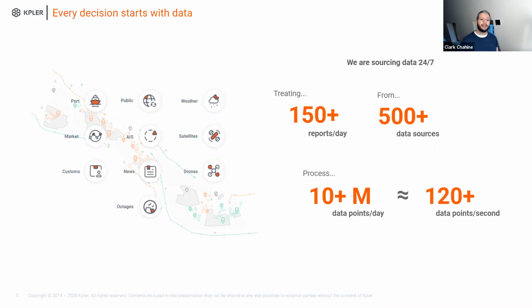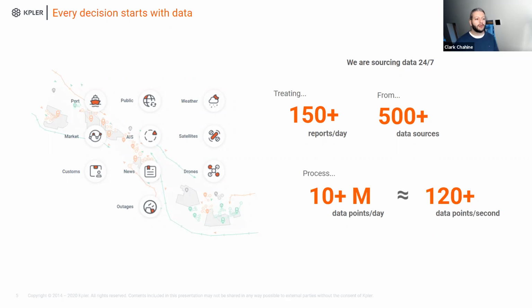Those data sources vary from port data, public information, weather forecasts, market insights, customs, news, satellite imagery, and drones, as well as AIS, which is our base data for navigation, and also outages of installations, and we are processing roughly 150 reports a day, to ensure that we have real-time information associated with those data and that you can rely on it.